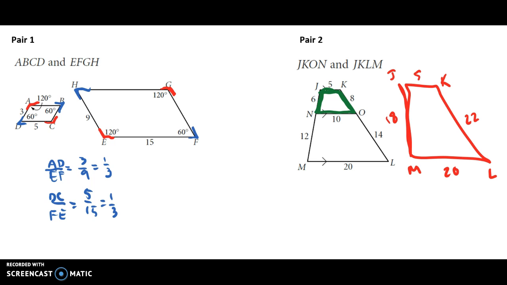So again, the first thing I'm going to check is the angles here. Noting that they're parallel, because of the corresponding angle conjecture, parallel line conjecture, angle N and angle M are congruent. This also applies to angle O and angle L.